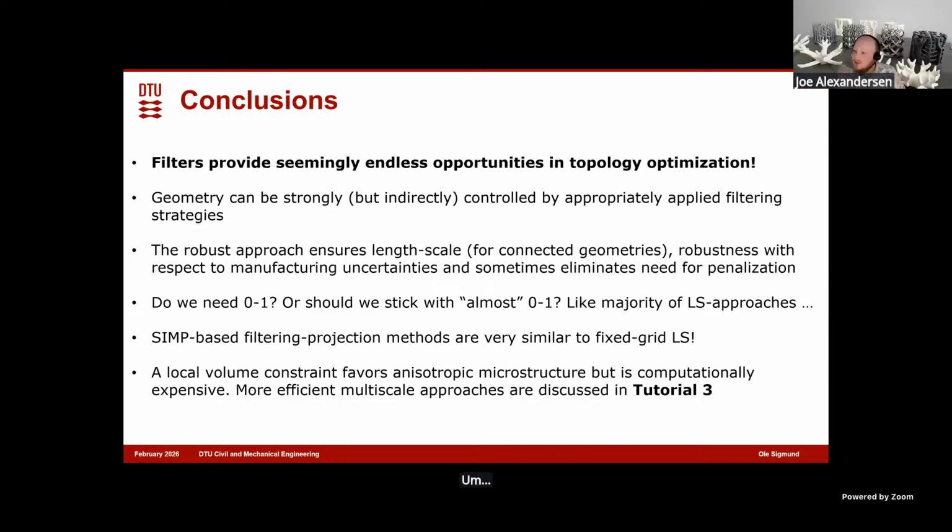For the stress constraint problem, even with a high projection beta, I can see many intermediate design variables. Is there any approach to resolve this?